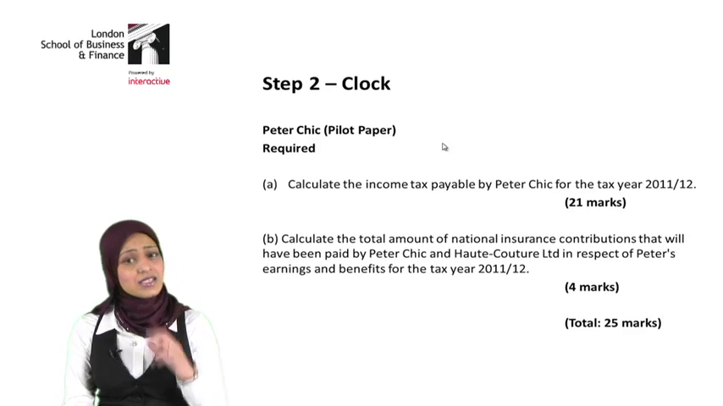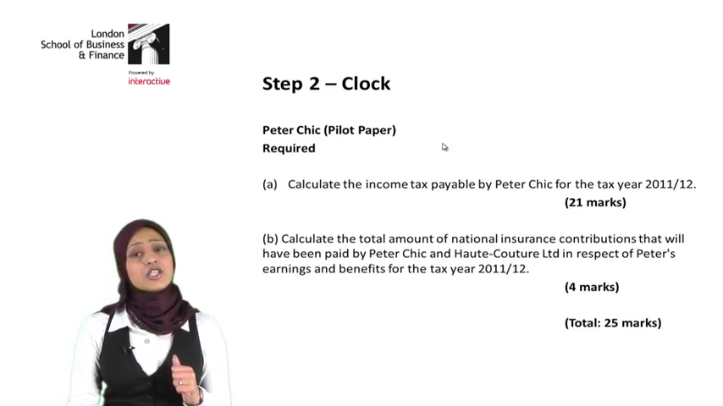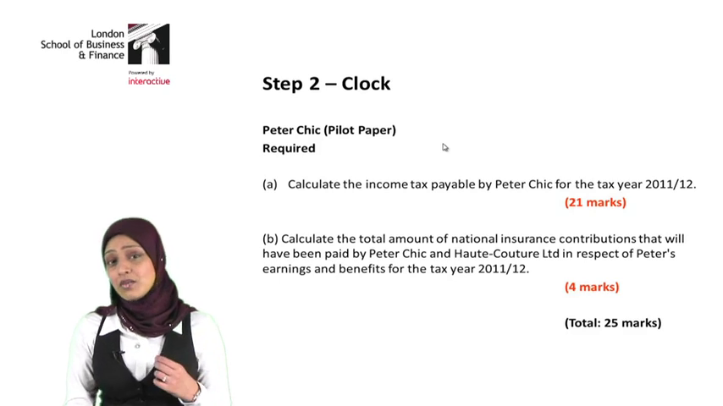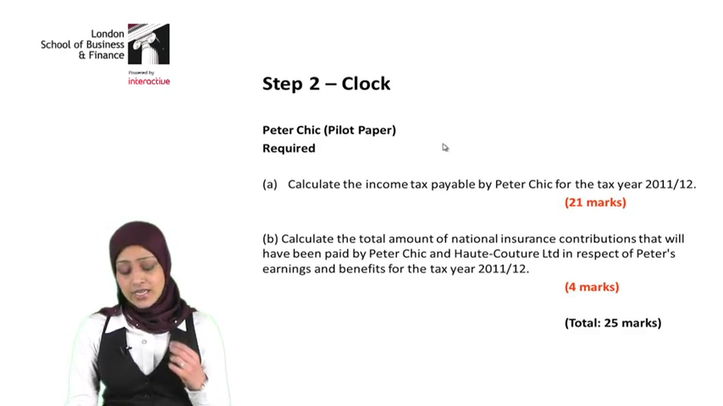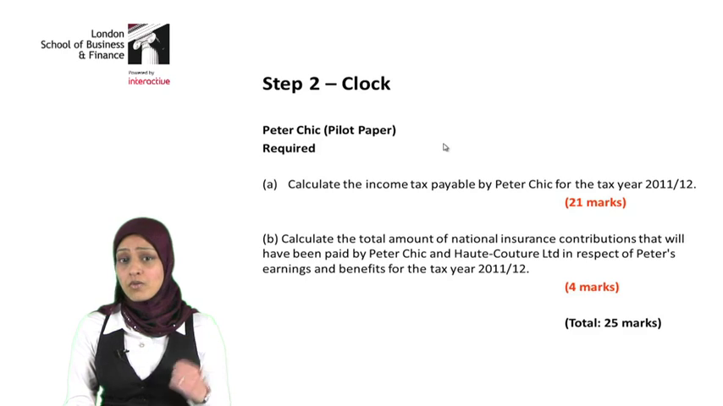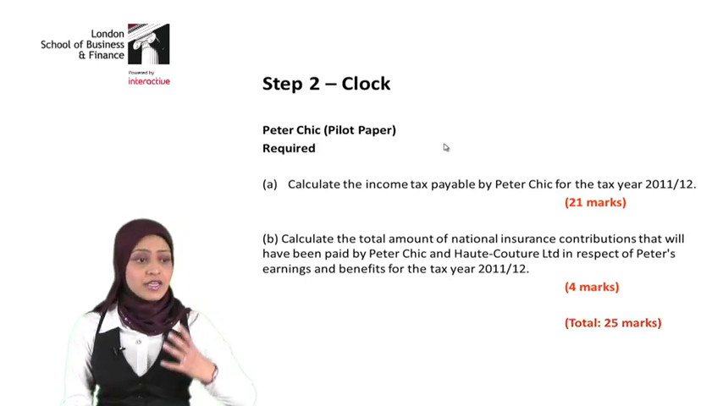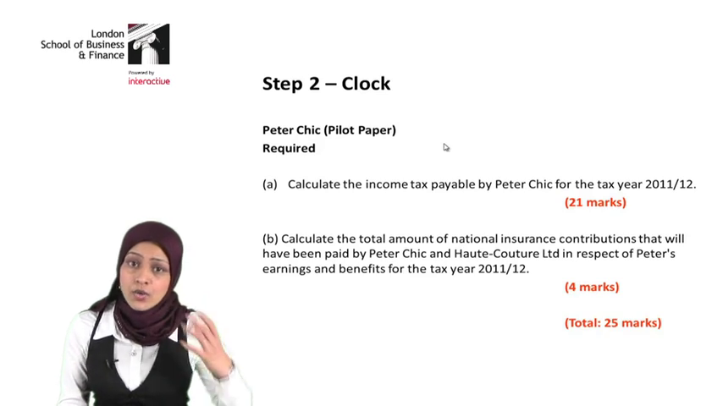But on the second step, what I'd like to do is concentrate on the mark weightings. If you see, the first part of the question has got 21 marks attached to it, and the second part, part B, has got 4 marks attached to it, giving me a total of 25. So I've decided I want to do this 25 mark question.